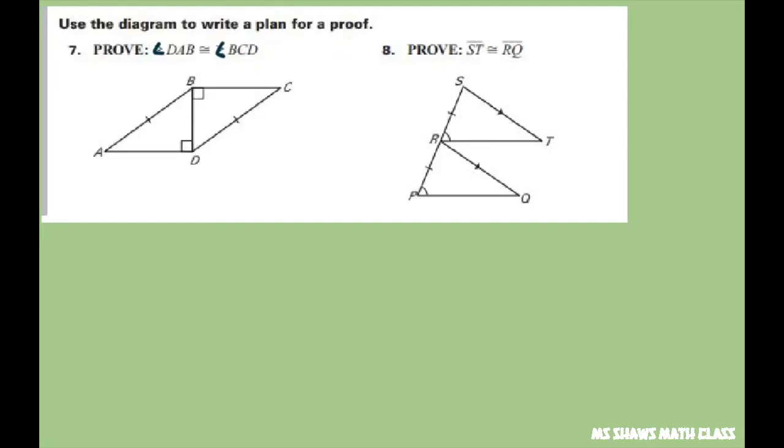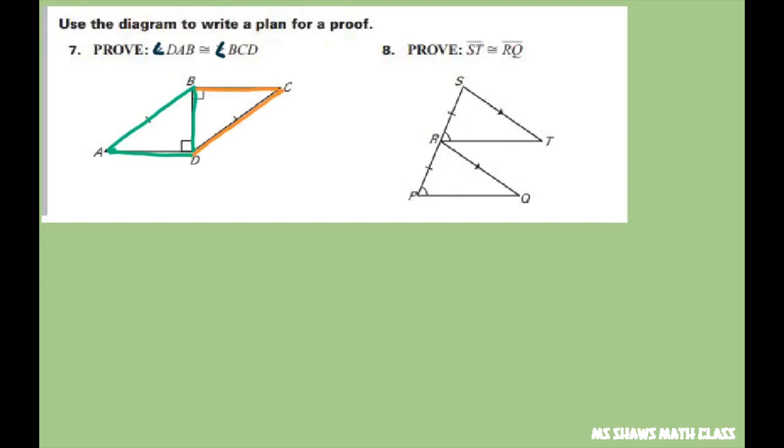We're going to use a diagram to write a plan for a proof. So we want to prove that triangle DAB, so this triangle here, is congruent to BCD. And we don't have to prove it, we just have to come up with a plan.